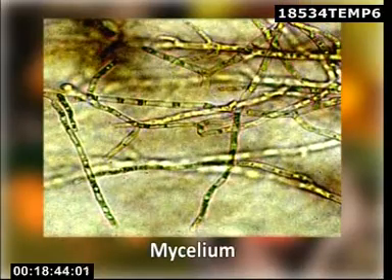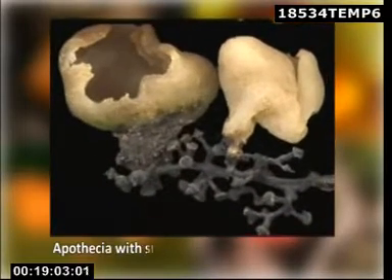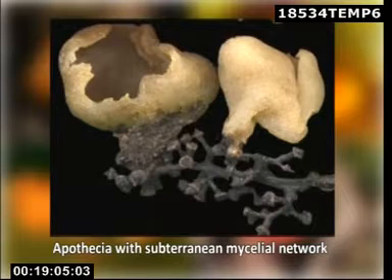The mycelium, dear students, is frequently perennial and consists of a dense network of branched septate hyphae. The cells are uninucleate, that is, containing only one nucleus. The hyphae ramify within the substratum and form a complex system which extracts nutrients from the substratum. The apothecia are aerial extensions of the subterranean mycelial network.